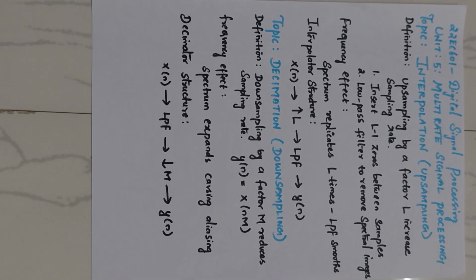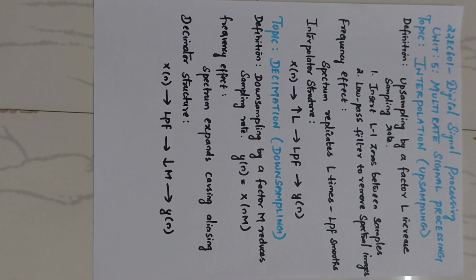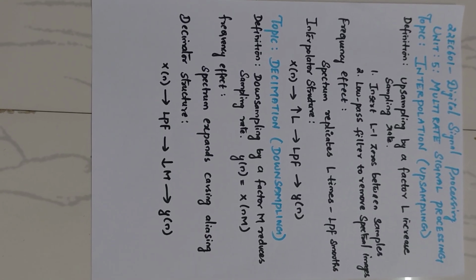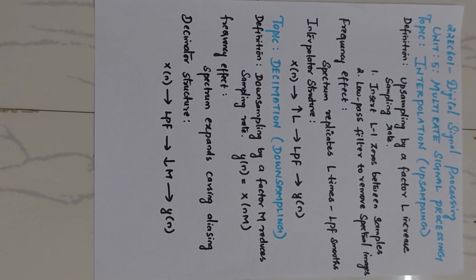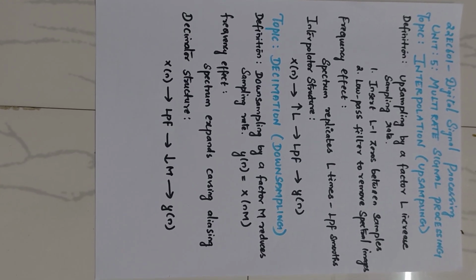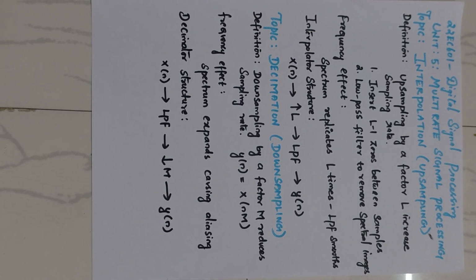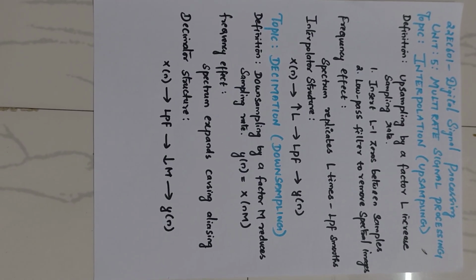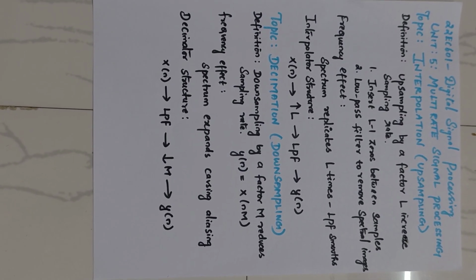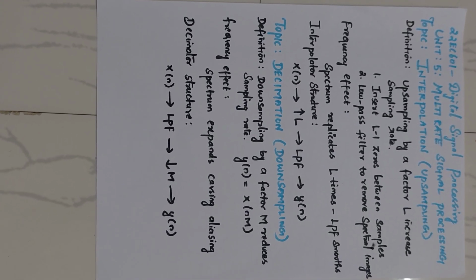What is the frequency effect of interpolation? The spectrum replicates L times, and the low pass filter smooths it. That's the frequency effect; it keeps on replicating. Capital L is the upsampling factor. In the interpolator structure, x of n is increased by the factor L, and with the help of the low pass filter, I get the output y of n.